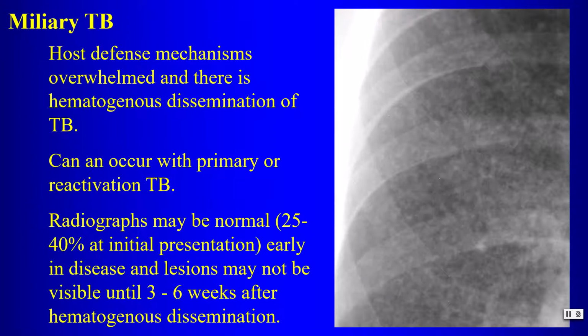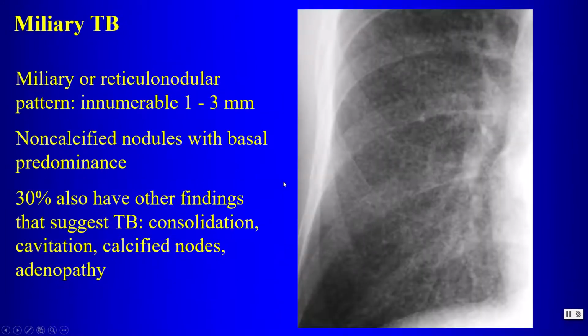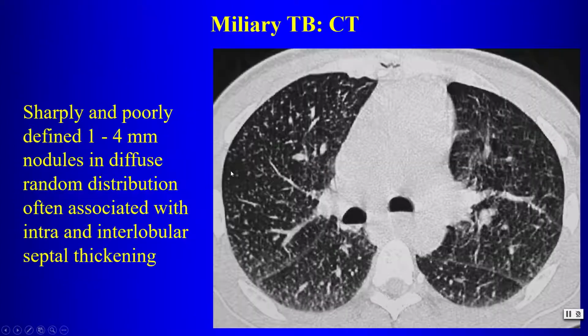Initially, the radiographs may be normal early in disease, and we may not see the changes until a few weeks after hematogenous dissemination occurs. But the hallmark is these small, tiny nodular opacities scattered throughout the lungs for miliary tuberculosis. So this miliary pattern, this micronodular or reticulonodular pattern, we might see with miliary tuberculosis. There might be other findings that suggest TB, like consolidations, cavitations, calcified nodes, or adenopathy, but occasionally there may be no other findings to suggest TB except this miliary appearance.